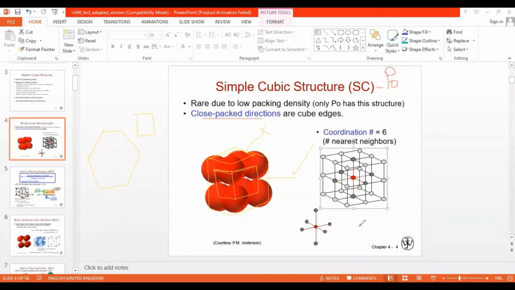Coordination number 6. So this coordination number means an atom, any one of these atoms, right? It need not be this atom or that atom or this atom. Any one of these atoms forms contact with how many other atoms, right? So if I take this atom, this is in contact with this atom, right? These are in touch. This is in contact with this atom. These are in touch. This is in contact with this atom.